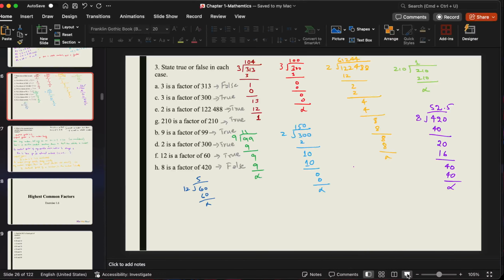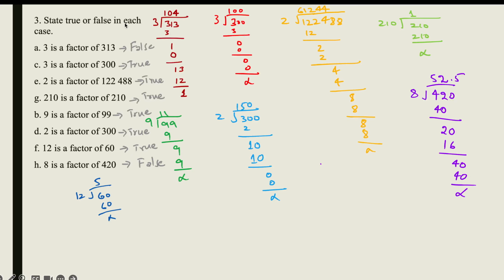In the third question, we are asked to state true or false in each case. 3 is a factor of 313. How do we find out if it's a factor or not? Again, we divide. I have divided it manually here to show it to you.